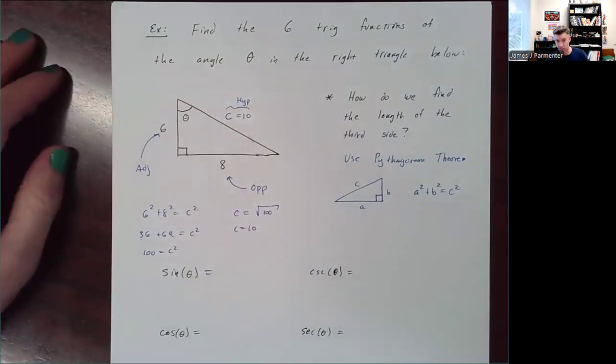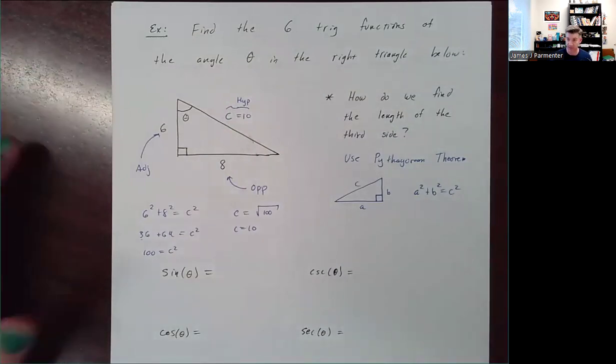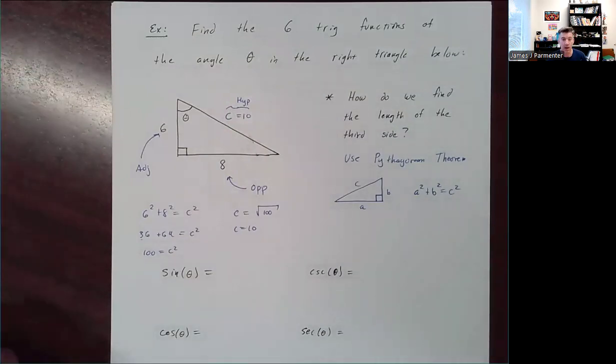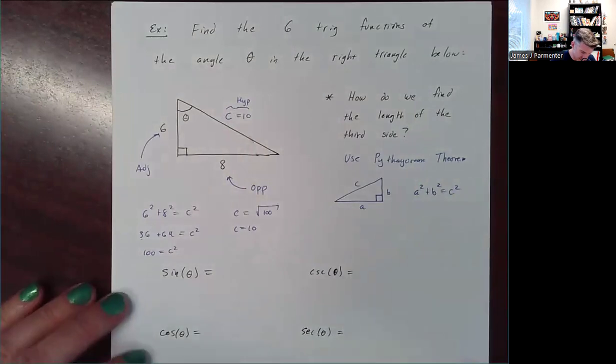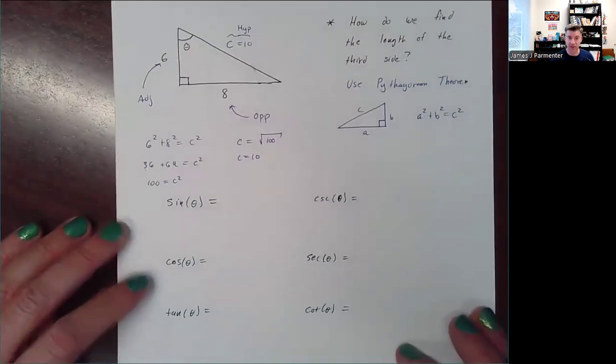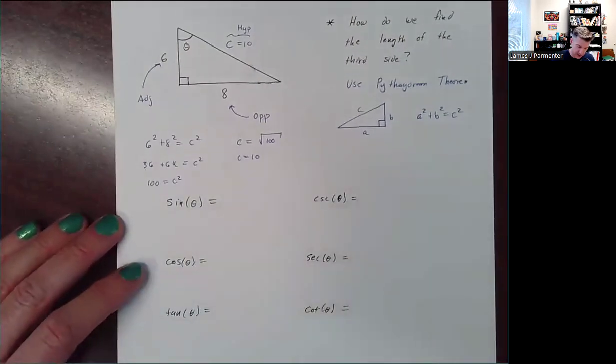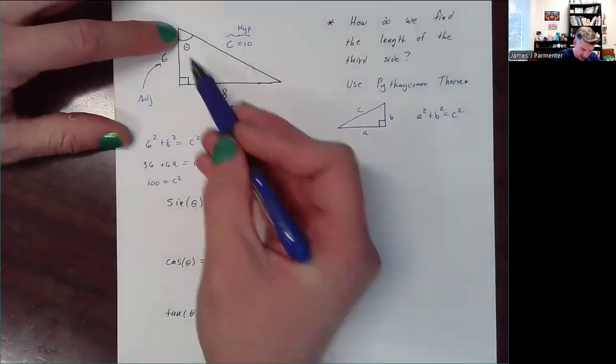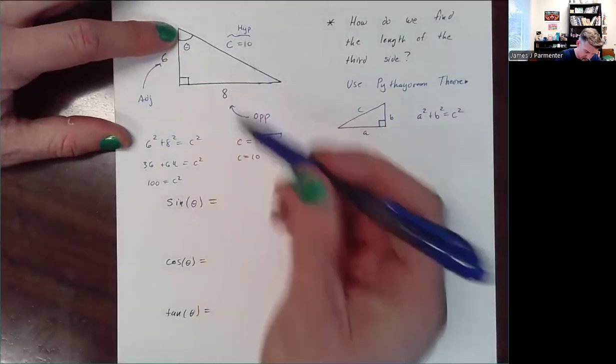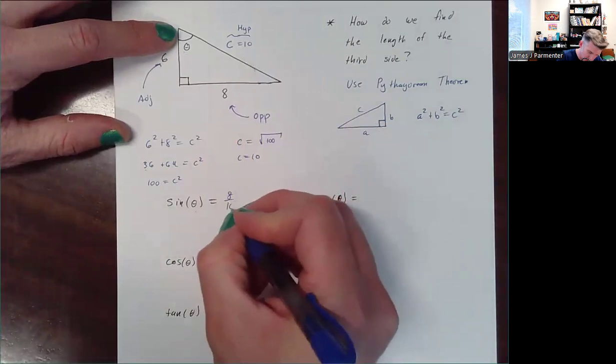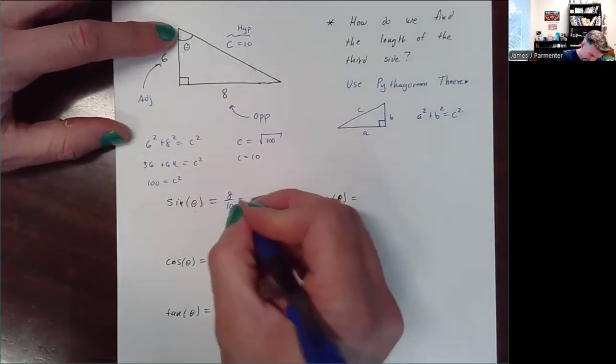Sometimes, like in the next example, you won't be able to have a nice number as your length. You might just get the square root of something and have to leave it as the square root of something. All right, so let's find sine, tangent, cosine, and all the rest of this angle. So sine of theta is going to be the opposite divided by the hypotenuse, which is going to be 8 over 10. And I really should reduce that to 4 over 5.